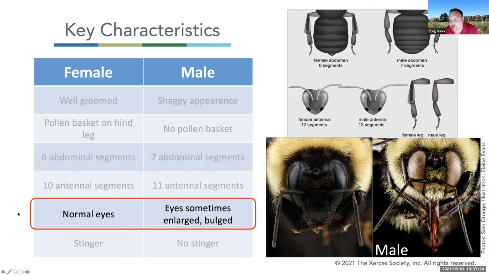Some species of bumblebees have enlarged eyes. That's not the case for all the species. You look at a couple of species, and I'll point those out in a minute when we get to the different species, where they are really pronounced.